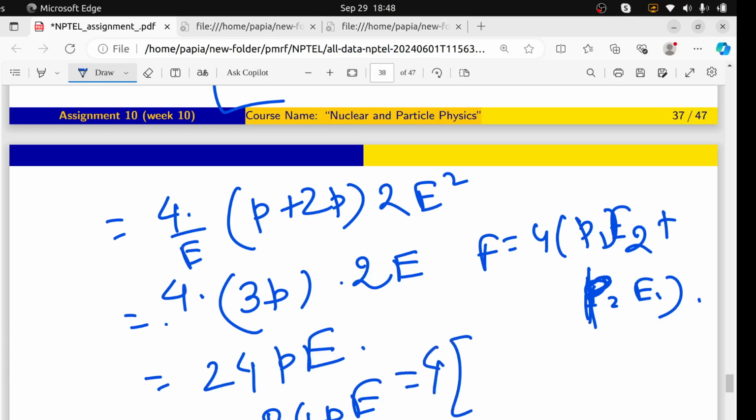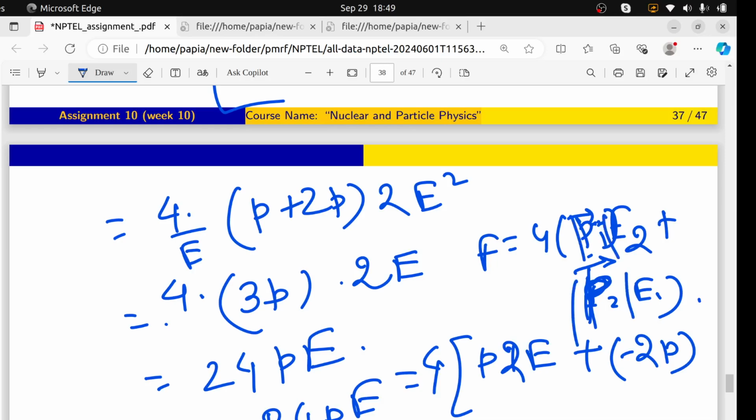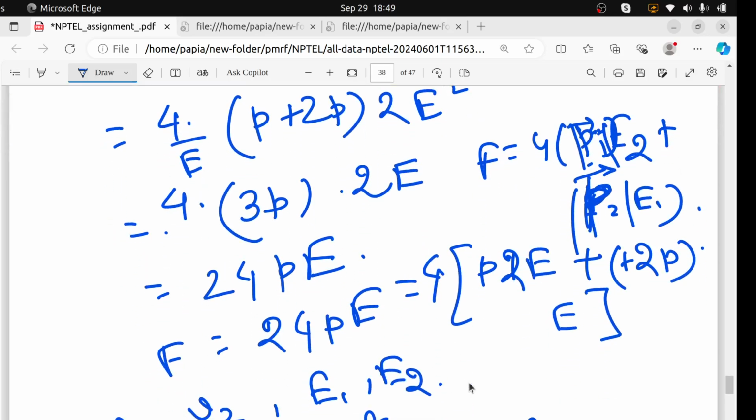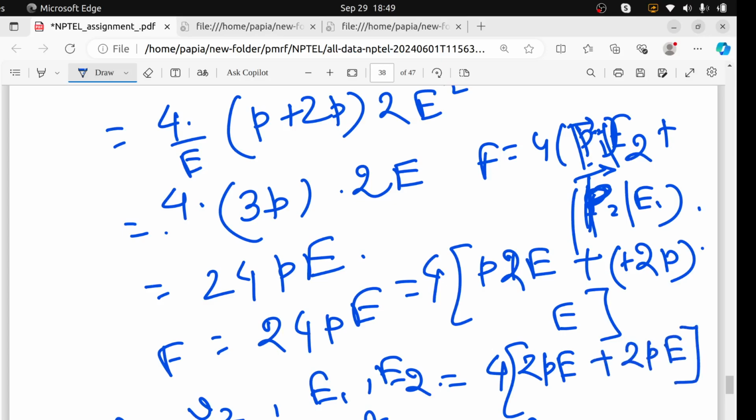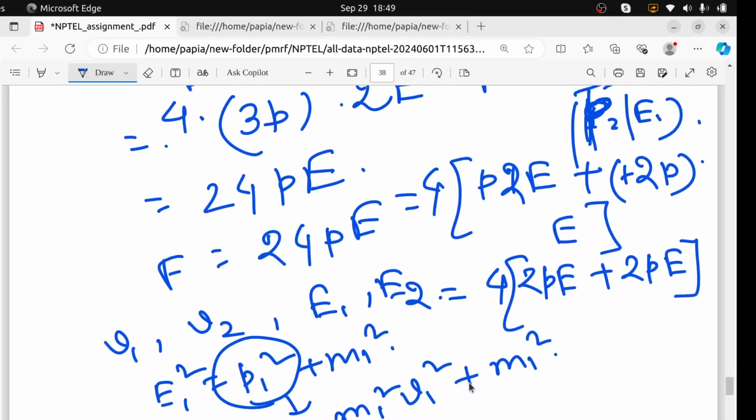Just a minute. 4 P1, P1 is P. Then E2 is 2E. Plus, this is minus, right? No, vector, ma'am, modulus of vector. Modulus. Then plus, and then E1 is E. Two PE plus. Okay. This is 4 into 4 PE.